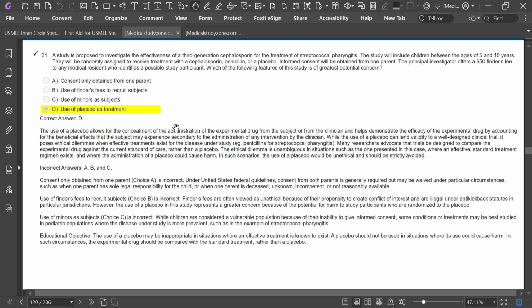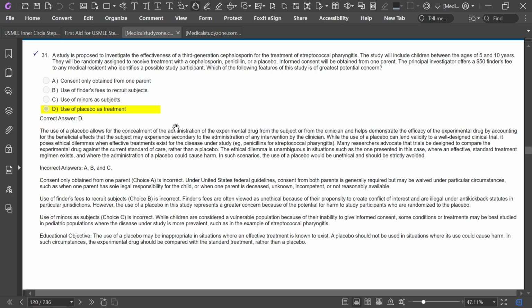it poses ethical dilemmas when effective treatments for the disease under study exist, such as penicillin for staphylococcal pharyngitis. Many researchers advocate that trials be designed to compare the experimental drug against the current standard care rather than placebo.